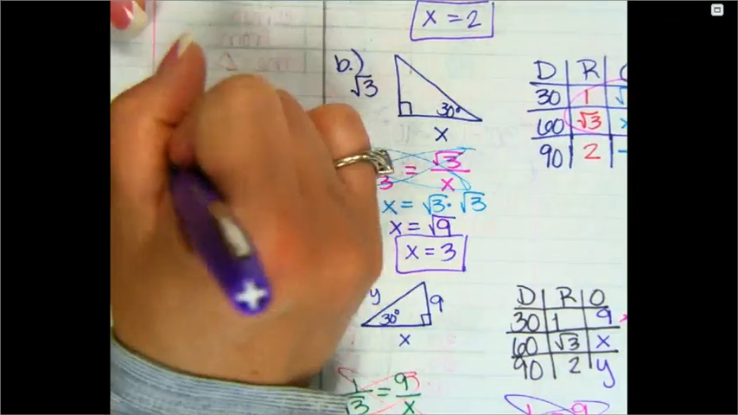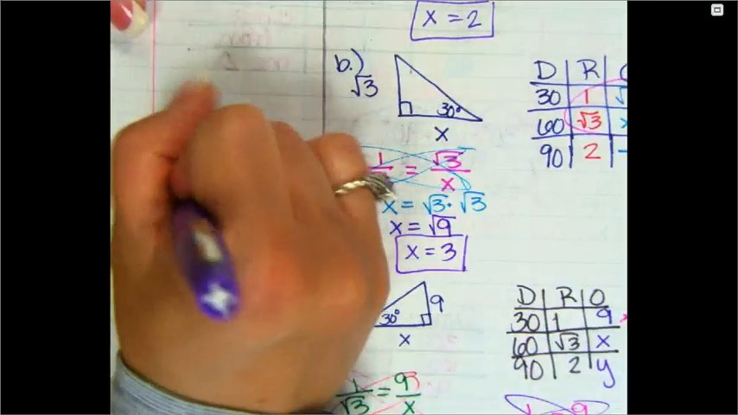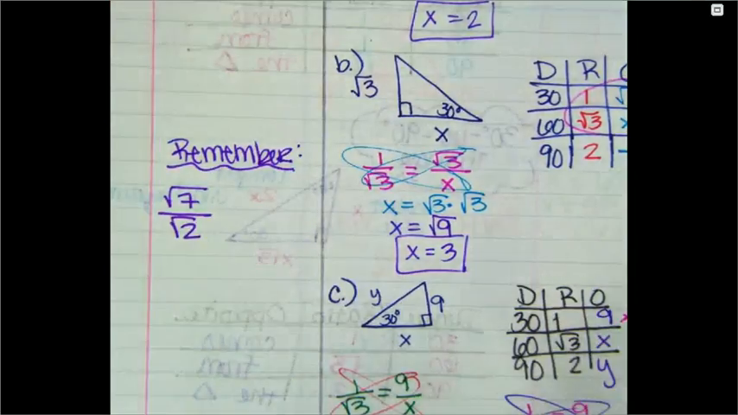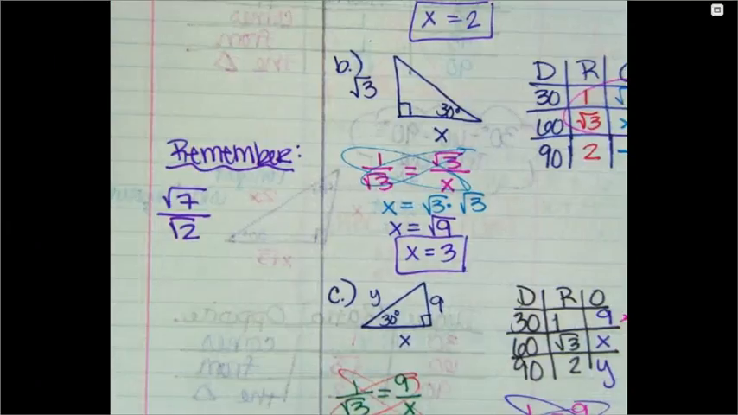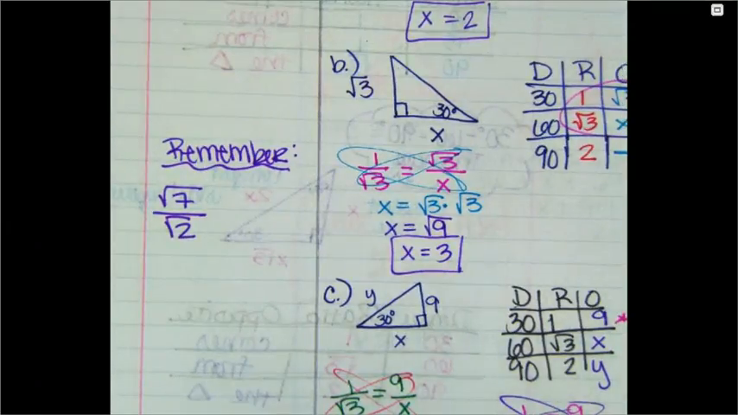Remember when you had radical 7 over radical 2. Can you leave radical 7 over radical 2? Is this okay? No. It's not okay. What's not okay? Which radical? Good. You can never have a radical in the denominator. Write that down. You can never have a radical in the denominator. If you do, we got to get rid of it.